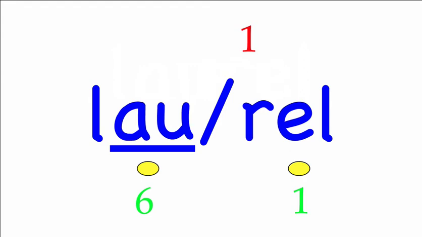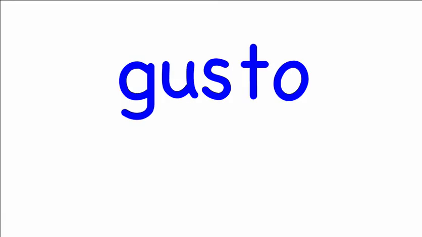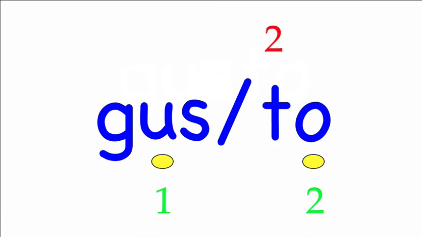Gusto. Gusto. She ate her meal with gusto. Gusto. Two syllables. First syllable gus. Three sounds. G, s. Second syllable toe. Two sounds. T, o. Gus, toe. Mark the word. Gus, toe.